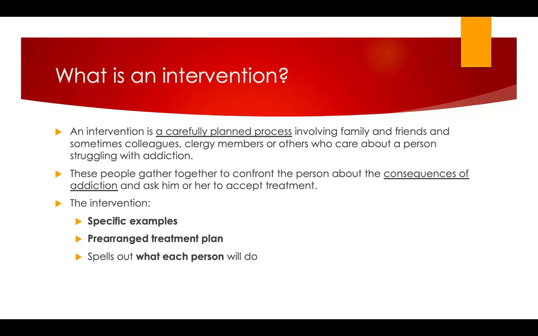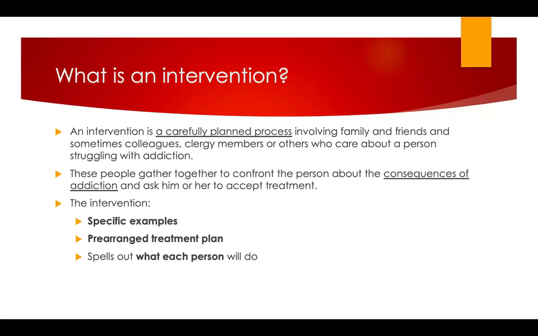During the intervention, the loved ones gather together to confront the individual, asking them to face the consequences of their addiction and to accept some kind of offer of getting help or treatment. Some specific key things should occur. The intervention should provide the individual with the addiction specific examples of their destructive behaviors and their impact on the addicted person and their loved ones.